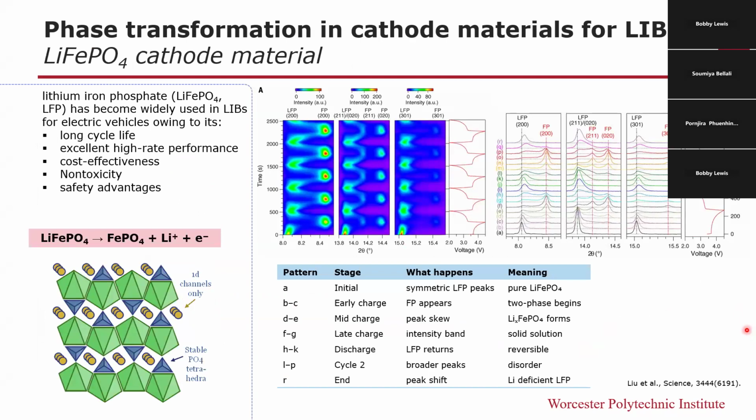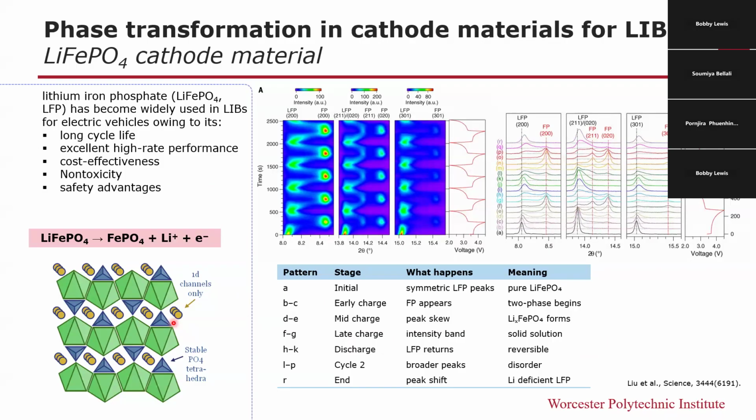And let's move to the example. The first example is LFP, or lithium iron phosphate, which has become widely used in lithium-ion batteries for EVs because of its long cycle life, excellent high-rate performance, cost effectiveness, non-toxicity, and safety advantages. LFP is an olivine-type cathode material in which lithium ions diffuse through one-dimensional channels.